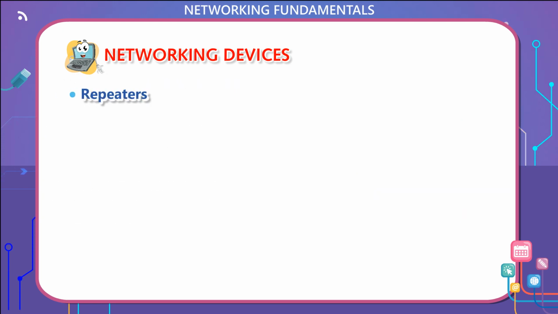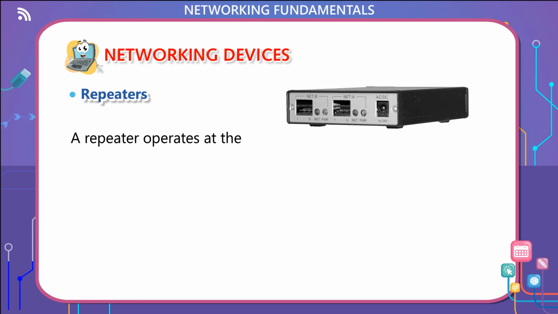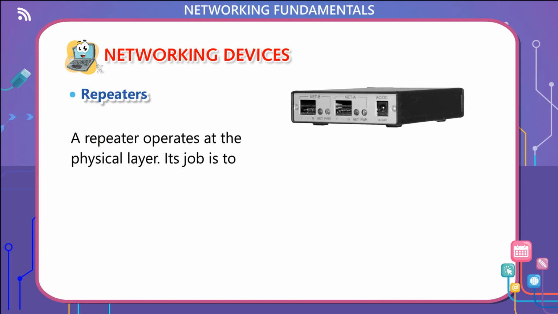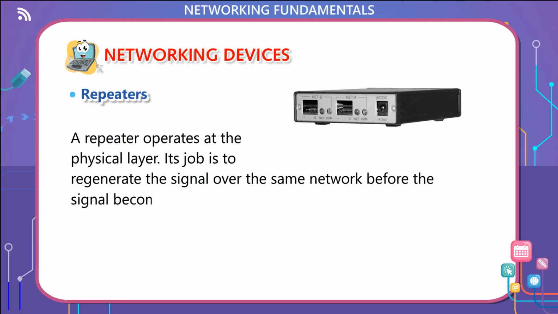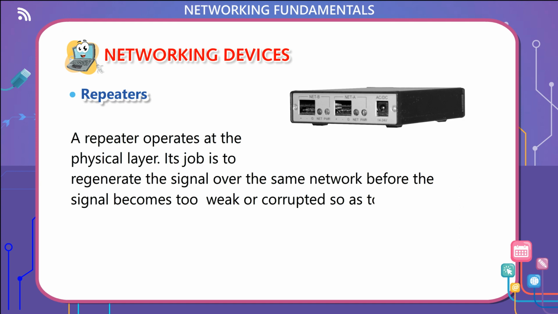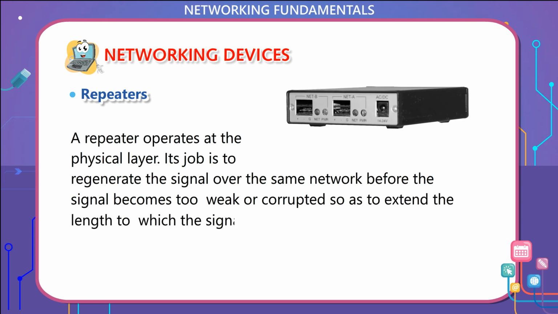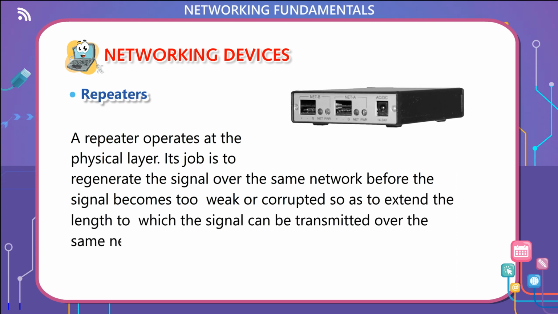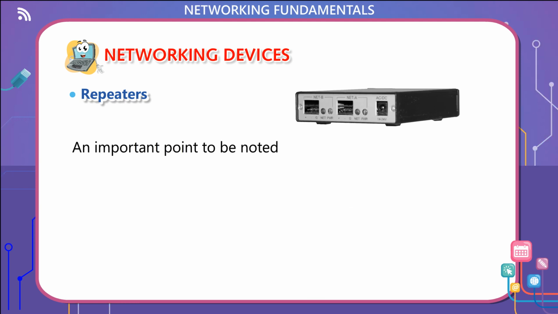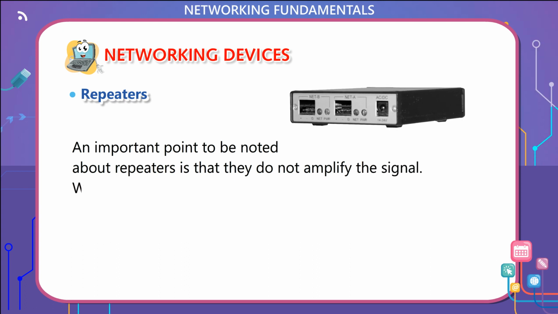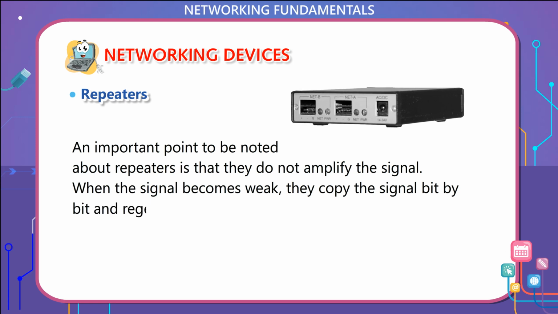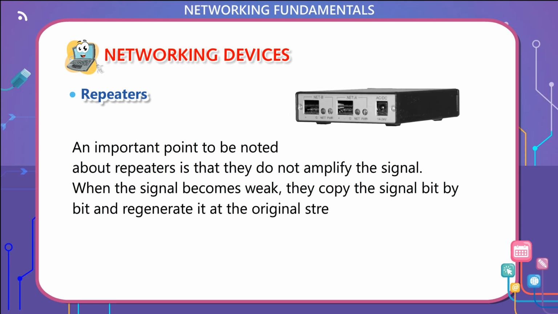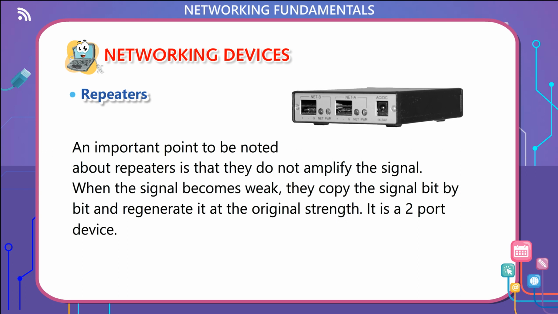stream. Repeaters. A repeater operates at the physical layer. Its job is to regenerate the signal over the same network before the signal becomes too weak or corrupted, so as to extend the length to which the signal can be transmitted over the same network. An important point to be noted about repeaters is that they do not amplify the signal. When the signal becomes weak, they copy the signal bit by bit and regenerate it at the original strength. It is a two-port device.